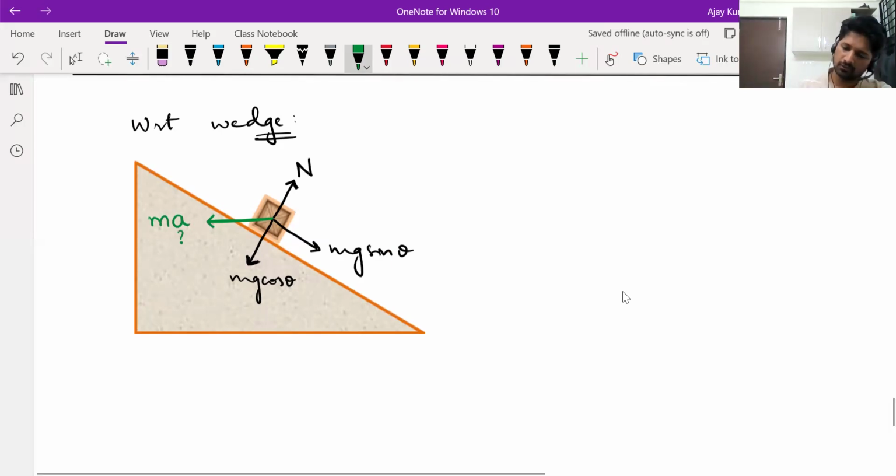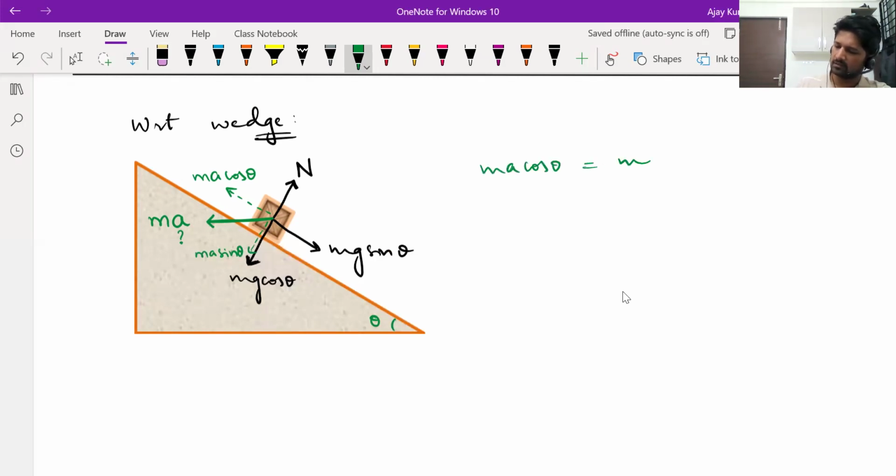Okay, you can resolve pseudo force into components. The angle of inclination is theta. So pseudo force, this component becomes ma cos theta. And the other component which will add to mg cos theta, that component will be ma sin theta. So you can write ma cos theta balances mg sin theta. That's all. You get acceleration as g tan theta.